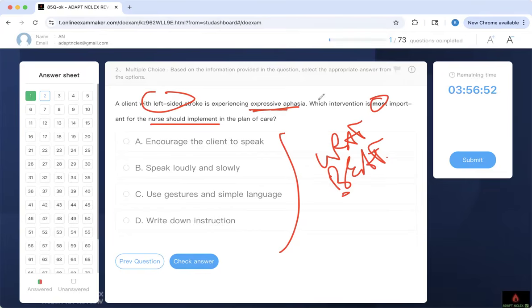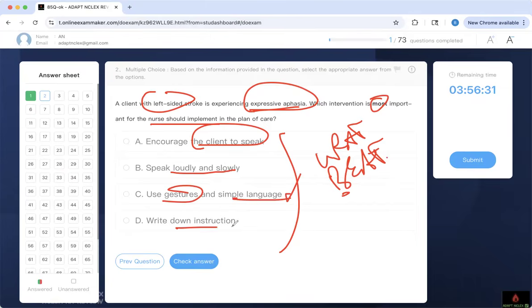Patient has what? Expressive. I cannot express myself. They understand what you're talking about, but they cannot speak. Therefore, encourage the client to speak. They can speak. Speak loudly and slowly? They can hear you. You don't need to shout. Use gestures and simple language. They can see and make sense out of it. Write down the instruction. It's okay, but the best one is to use gestures and simple language.